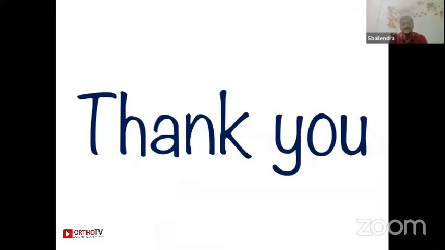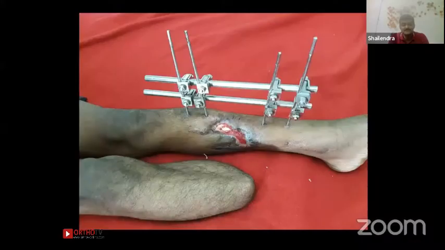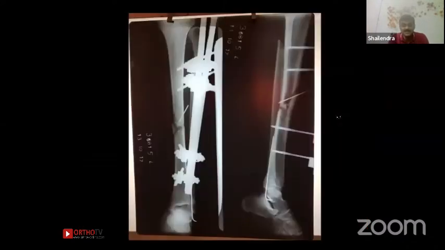Next case. Most commonly we will find these types of cases in our wards. One-side amputation was done and the fixator was applied on the other side. Pre-op X-ray: infection with deformity and malalignment. Same debridement was done. There is no callus, no sign of union.